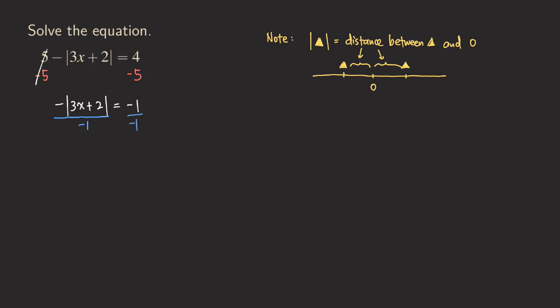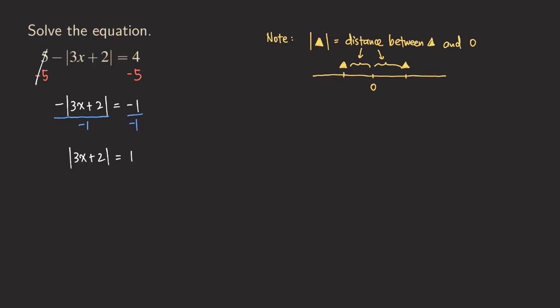Okay. So negative 1 divided by negative 1 gives positive 1, so they cancel out. So we are going to get just the absolute value on the left side. And what about this? We are going to get 1 on the right side. Now, see that this is a positive number, so we're going to use this idea now. The distance that 3x plus 2 is away from 0 is equal to 1.